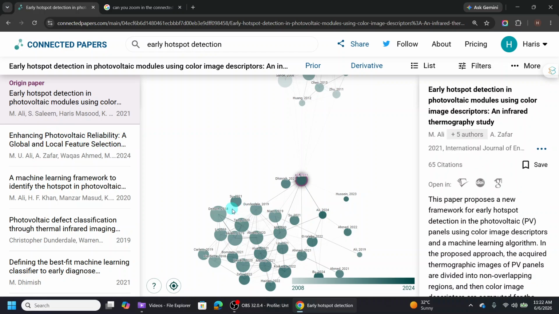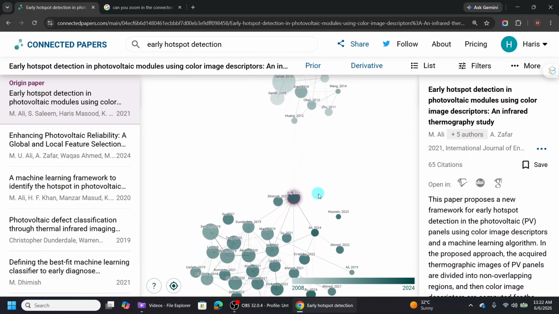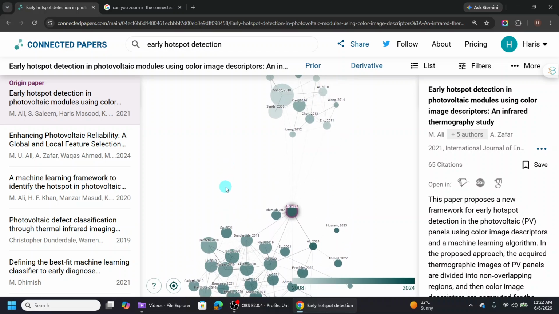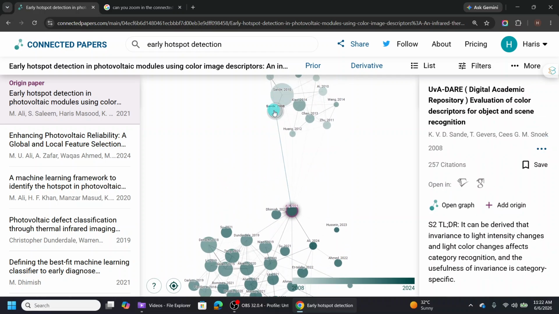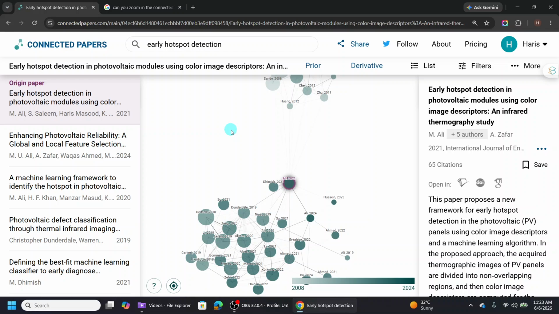So what does a connected circle mean? This is important. As you can see, this base paper circle is connected with many other circles. And as you can clearly see, some are very dark circles, whereas some are slightly light, and they are carrying different shades of gray. The color generally represents the publication year of the paper. Similar color indicates papers published around the same time, allowing you to distinguish older and newer research at a glance.